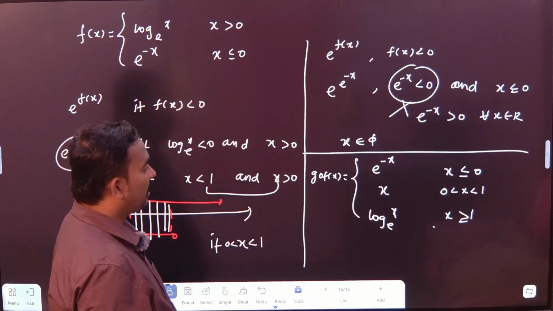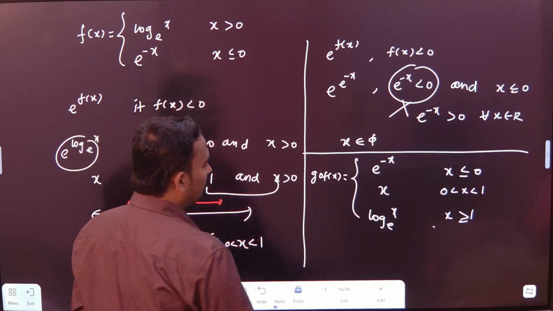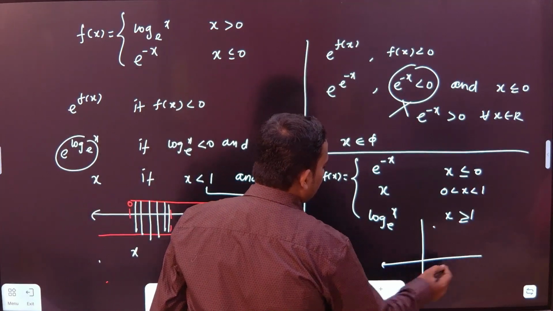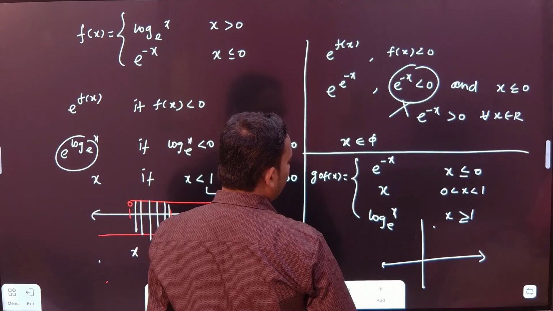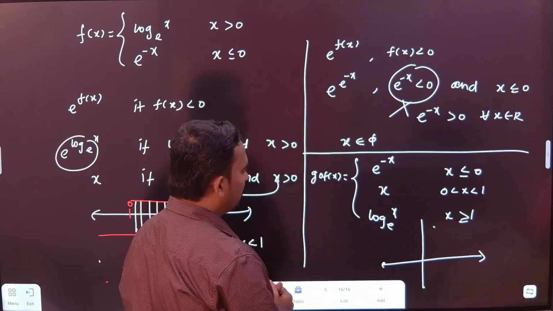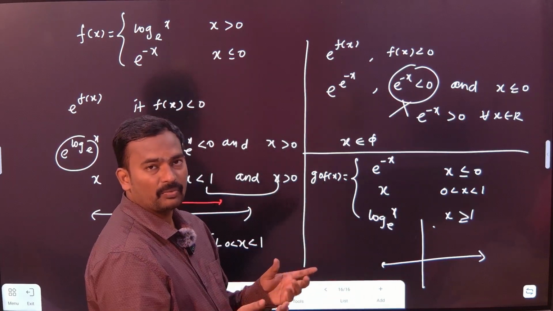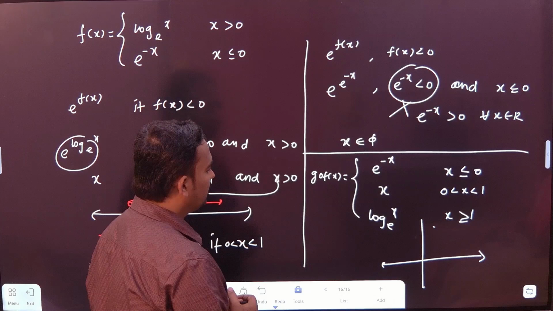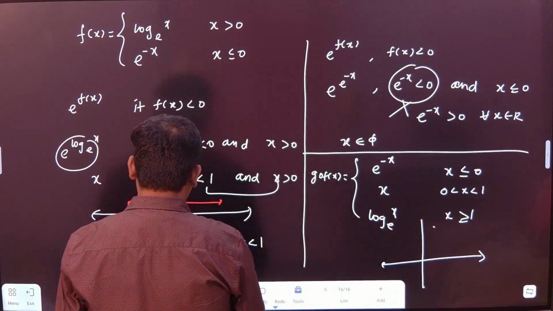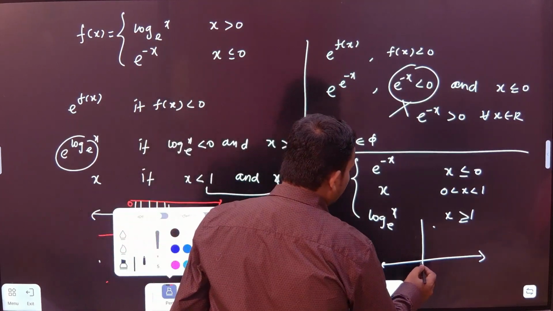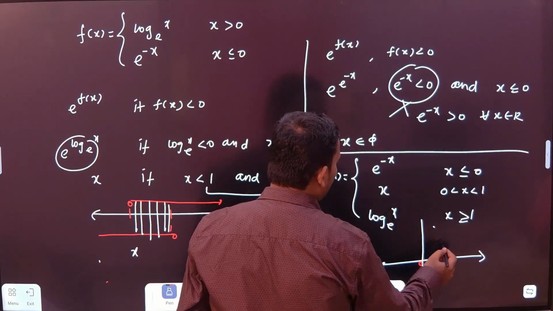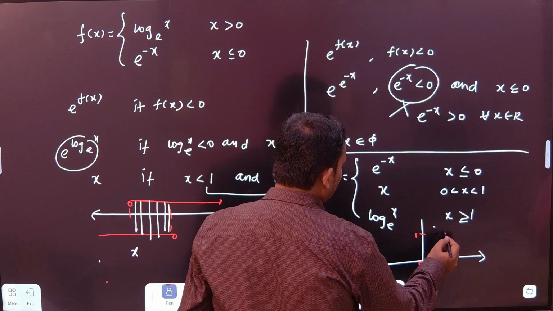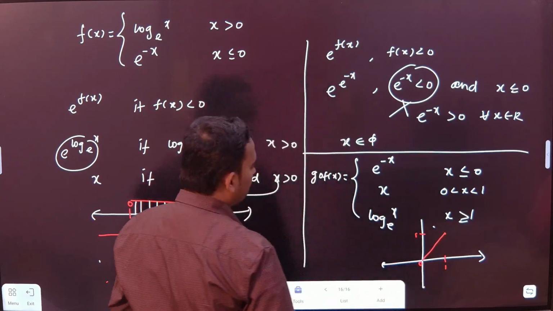Then how to draw the graph? I can draw a rough graph here. When x is less than 0, the graph is e power minus x, which you know is always positive. When x is from 0 to 1, at x equal to 0 the value is 0, and the maximum you can put is 1 here. Y is equal to x.